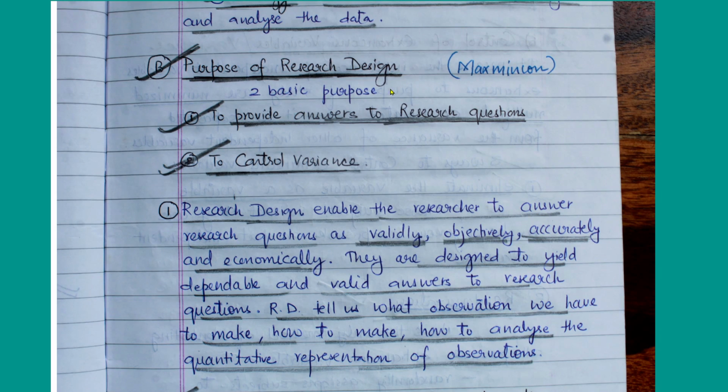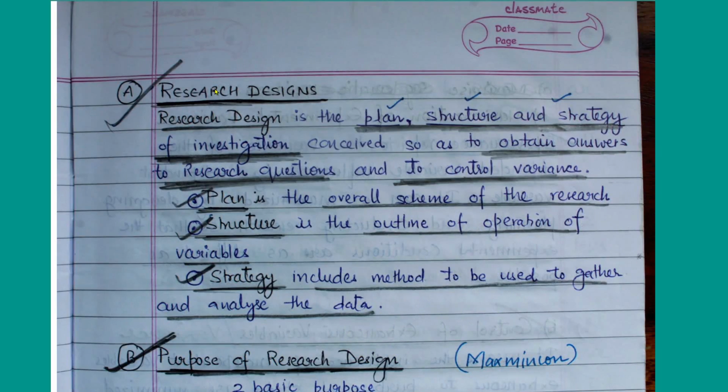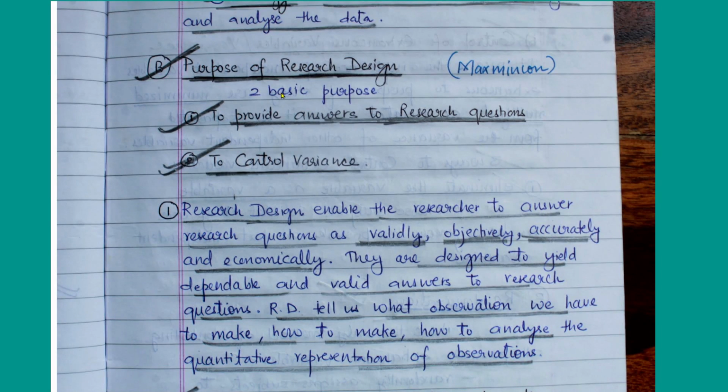Whenever this question comes, first of all you should define research design, not directly jump into the purpose. If a question comes on the purpose of research design, first in one line define research design as the plan, structure and strategy, and then write that there are two important basic purposes of research design. These are the notes from Kerlinger. I will also show the purpose of research design from the Ray and Sagar Mandal book, so you can combine both to make one concrete answer.